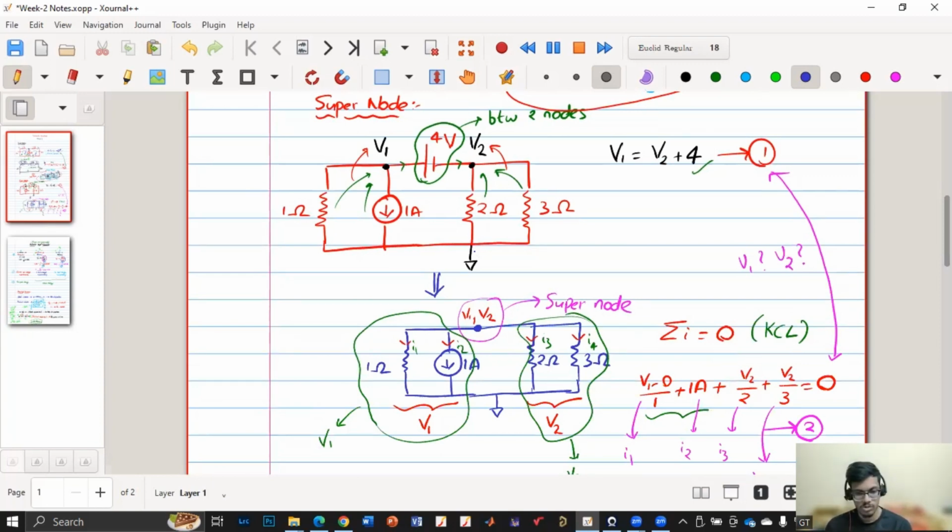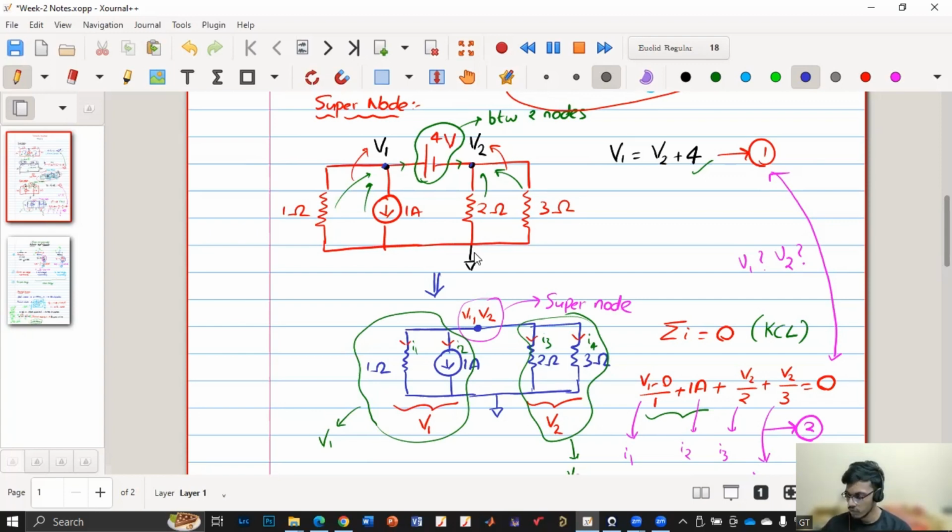But when I'm considering the supernode, I'm assuming that V1 and V2 are sitting at the same potential. But one thing I'm making sure of while writing KCL is that these two elements have the V1 expression and these two elements have the V2 expression. Why? Because in my previous circuit, these two elements are connected to node V1 and these two elements are connected to node V2. So I am doing this for simplicity so that I will get another equation, but I am not changing the fact that these two are connected to V1 and these two are connected to V2. So following the same convention, we are getting another equation so that we can simply solve.